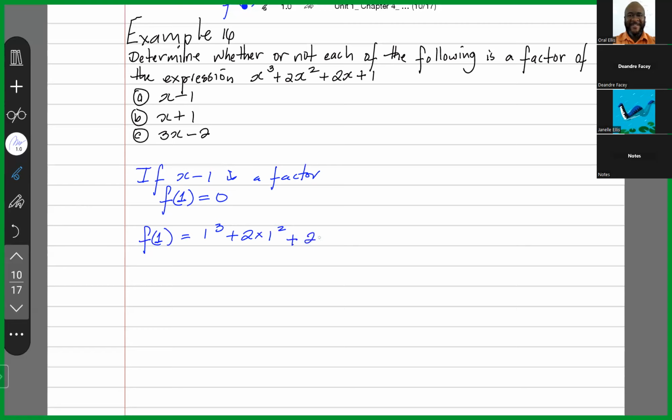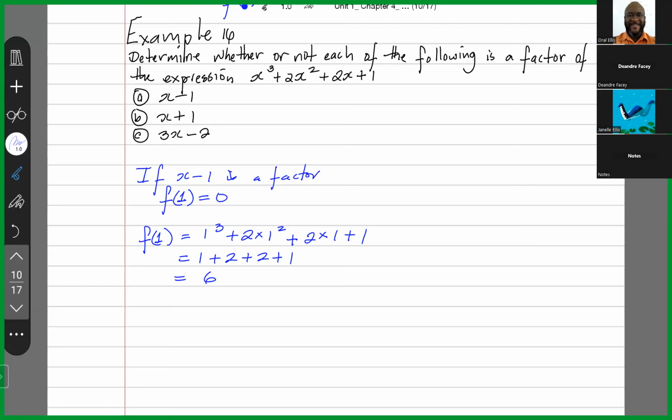Plus 2 times 1. Essentially, because you're adding everything, there's no way it can come out to be 0. So this is going to be 1 plus 2 plus 2 plus 1. So this turns out to be 6.